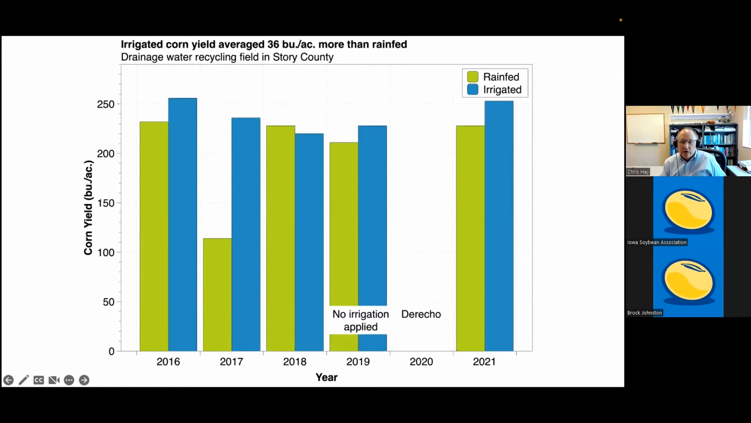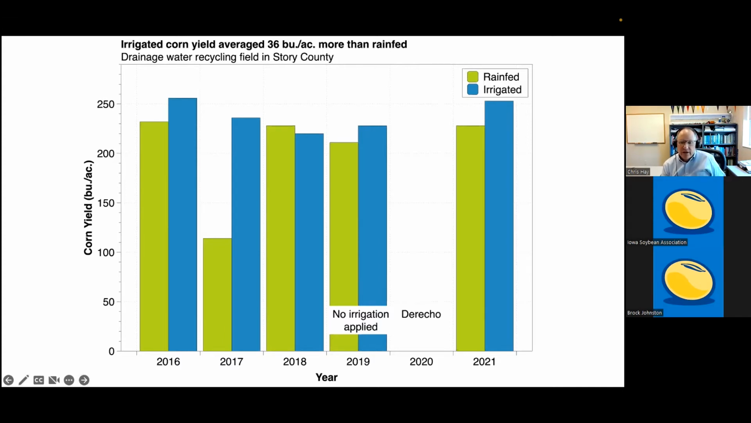And then, 2019, they actually didn't need to irrigate at all. And so there's some years where basically there's no benefit. But overall, from 2016 through last year, there was an average increase of 36 bushels per acre compared to the rain-fed conditions as far as corn yield increases.